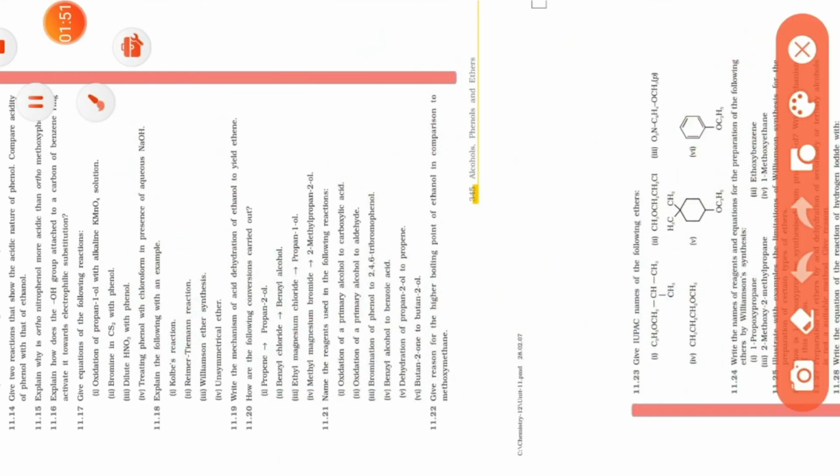Okay students, after that we have question number 17. Must read question number 17. They are asking you, give the equation for the following. Number 1, oxidation of propan-1-ol with alkaline KMnO4. Then they are asking: bromine in CS2 with phenol, dilute HNO3 with phenol, and treating phenol with chloroform in the presence of aqueous NaOH. That is question number 17.